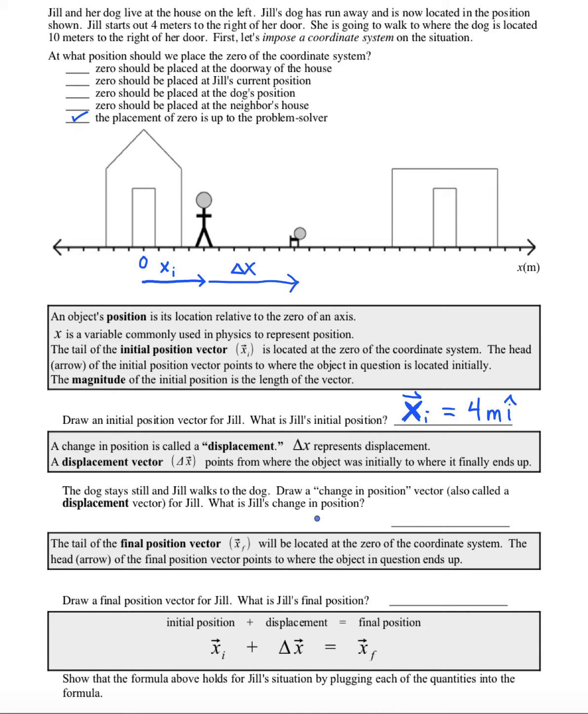Now, what is Jill's change in position? We'll write delta x. And then, just like we had done before, we've got to see how long the arrow is. That's the magnitude of the arrow, and it's going to be a length of 6. So that's what we want to put here, 6 meters. And that's fine. We could stop there and say we're done with the problem. But I'm going to go one step farther once again to put it into vector form.